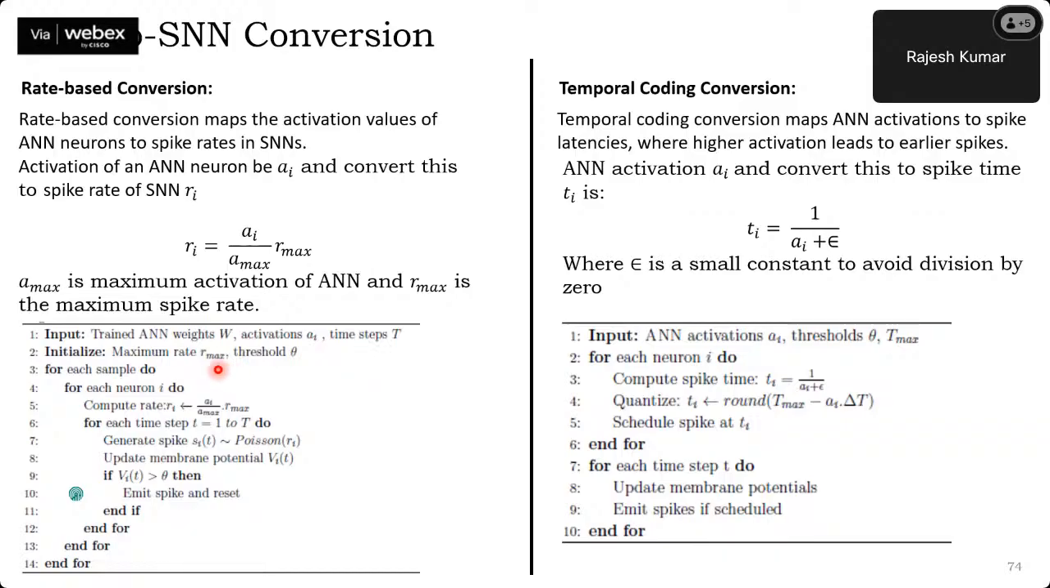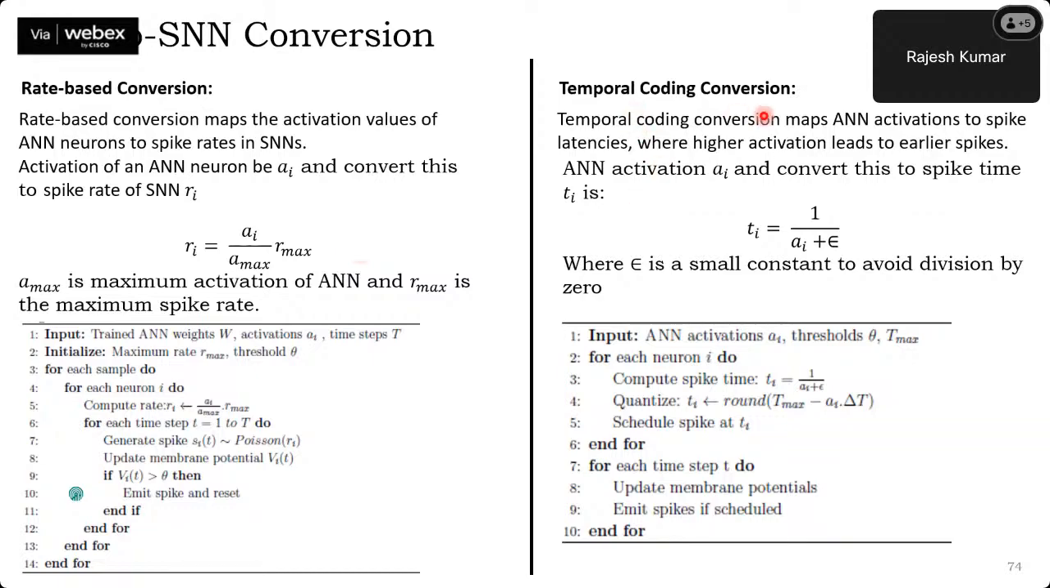And then we fix the maximum rate. Based upon that, using this rate, we convert those values into spikes. So why do we call it rate based conversion? Because the conversion is based upon what we have discussed, the rate encoding kind of technique.